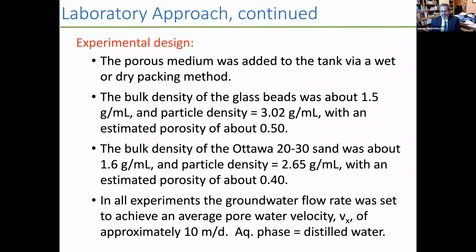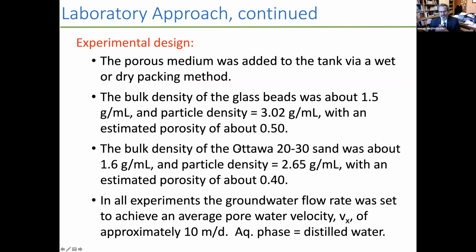So to run these experiments, first we'd add our porous medium. Sometimes we did it with a wet or dry pack. It didn't seem to make a big difference. We could determine the bulk density then based on the mass that we added and the volume. For the glass beads, it was about 1.5 grams per mil, and for the Ottawa sand, it was about 1.6 grams per mil, and the estimated porosity ranged from about 0.4 to 0.5 based on the particle density and the bulk density.